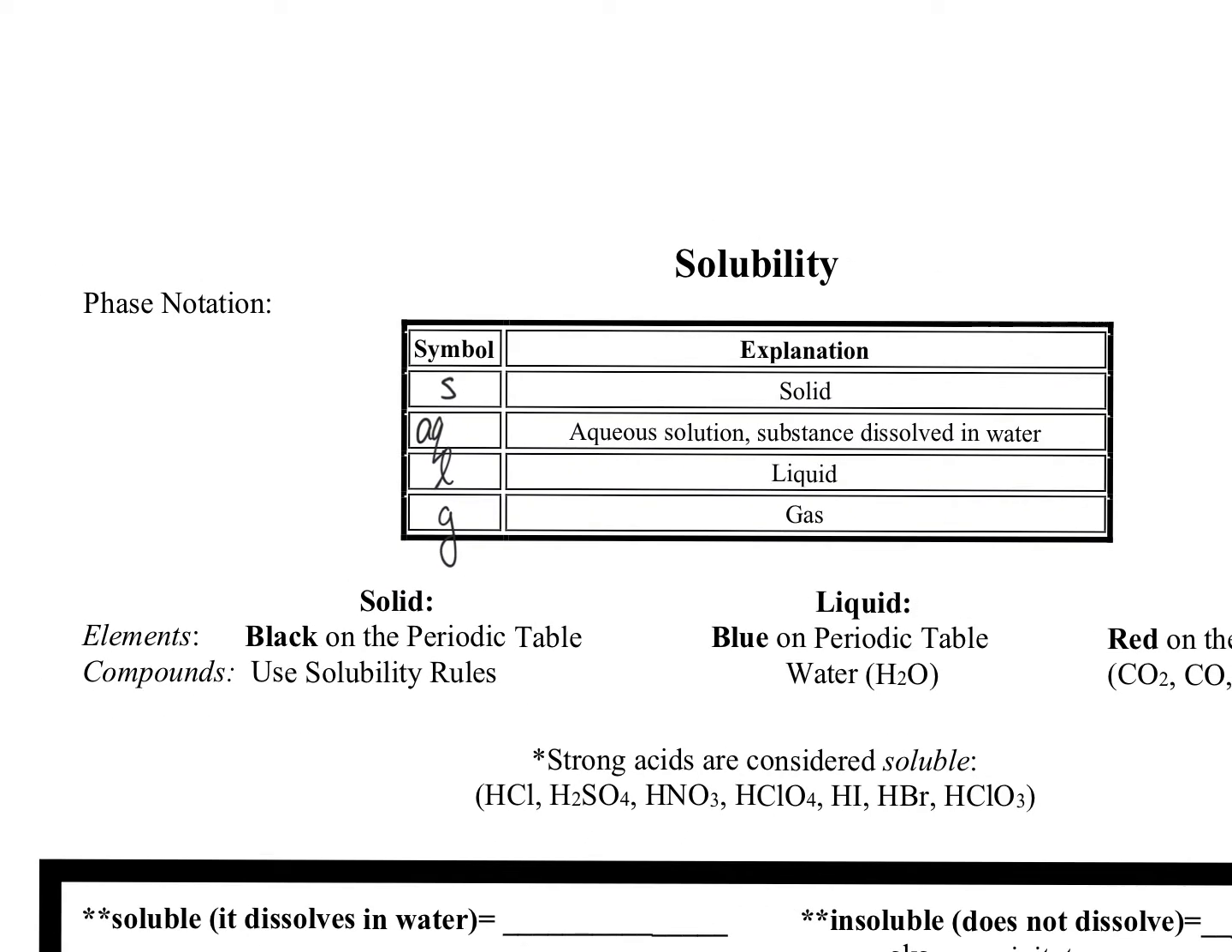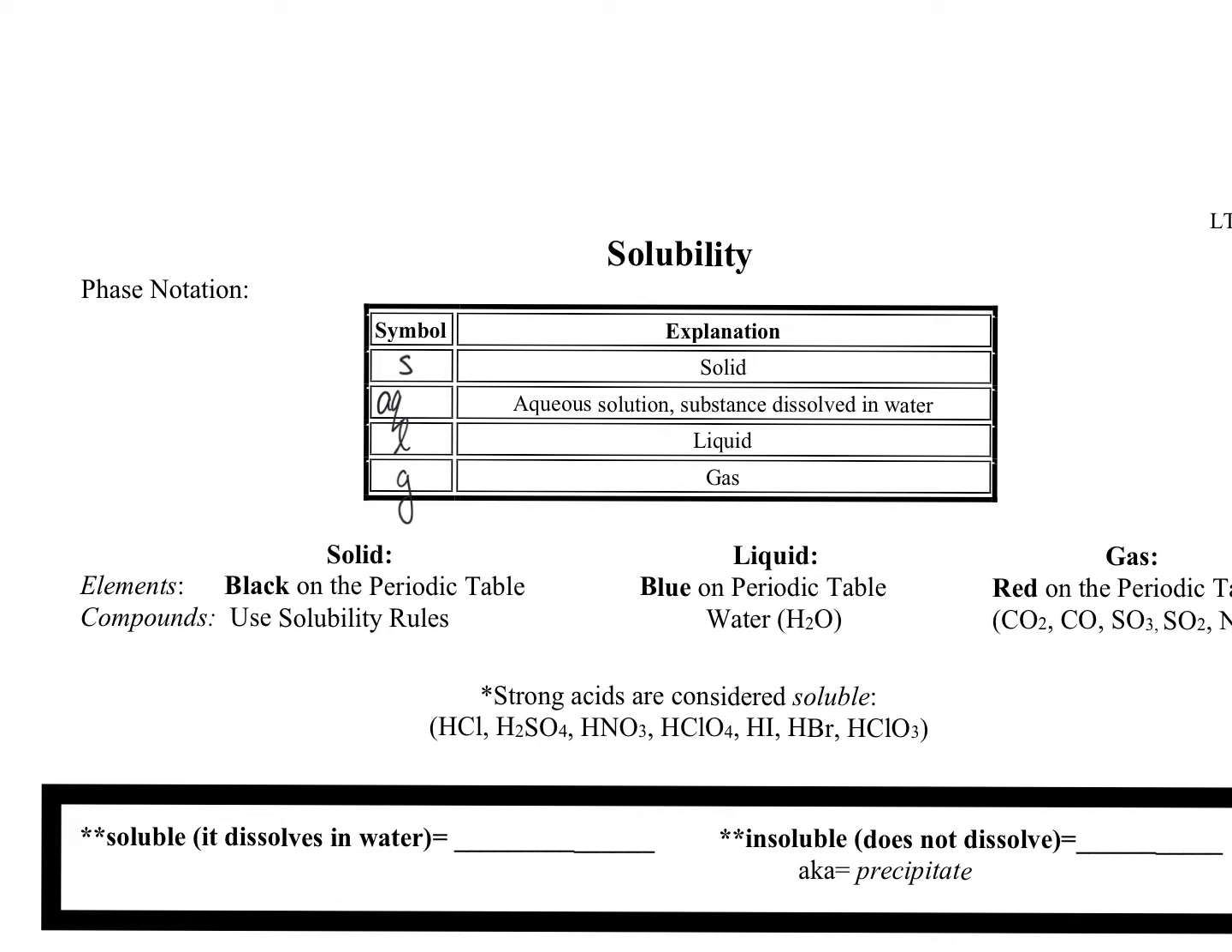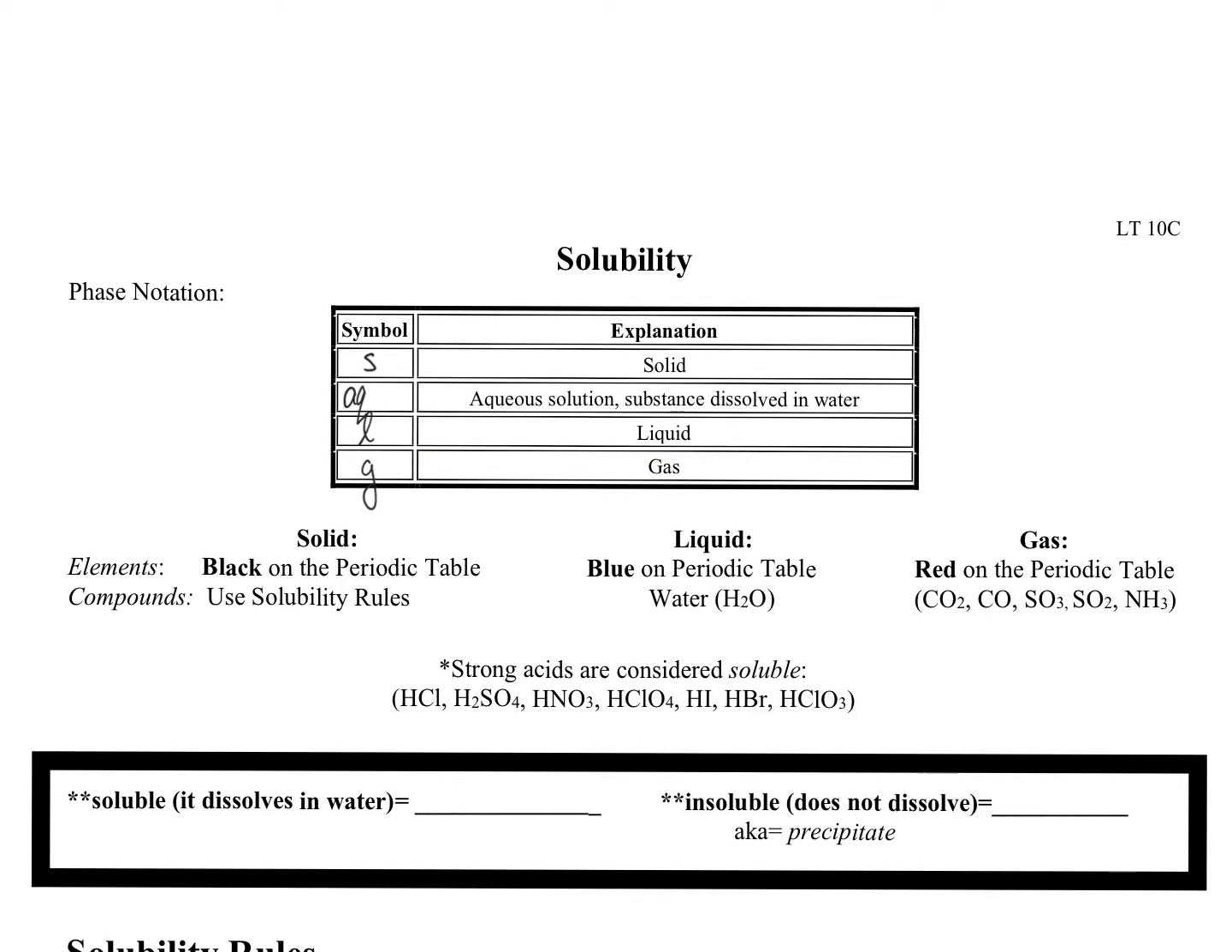So to figure out what phase something is, if it's an element, you're going to use one of the color-coded periodic tables. If you're in person, you can see the color-coded periodic table on the walls of our classrooms. If you're at home, there is a picture that we've included with this lesson that lets you see the color-coded periodic table. Elements have black letters on the periodic table. Elements with blue letters are liquids at room temperature. And elements with red letters are gases on the periodic table.